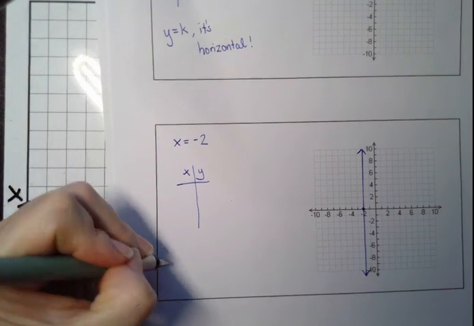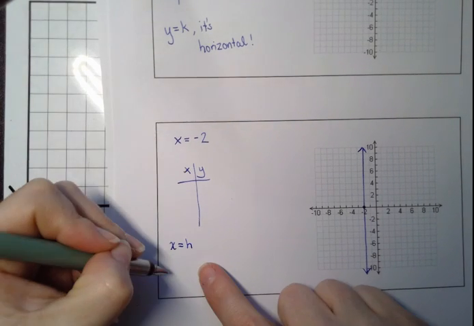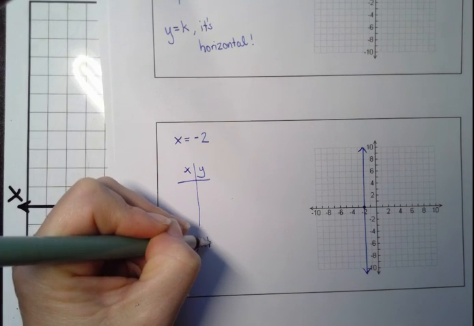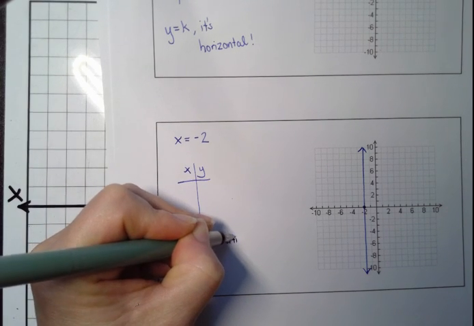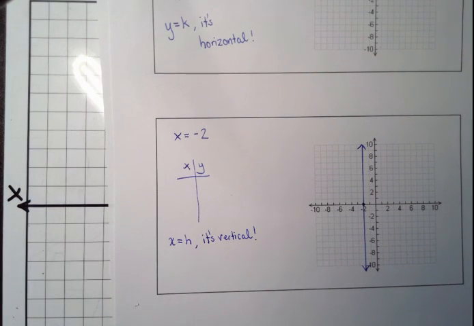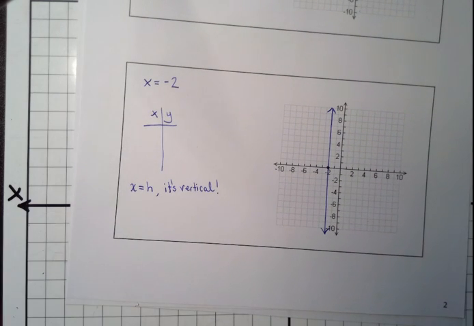So if we see something in the form of x equals h, where h is just a number, then it's vertical. All right, and so that's basically it for this lesson. Knowing how to graph lines, knowing how to distinguish when it's vertical and when it's horizontal.